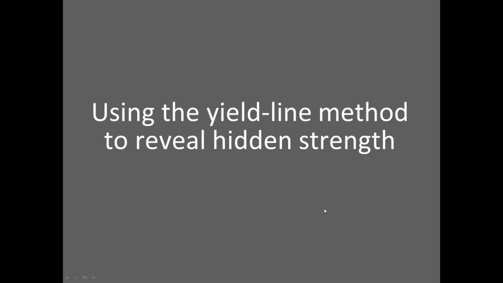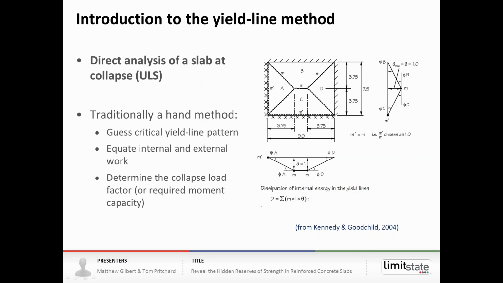Okay, so moving on to focus on the yield line method. Some of you will be familiar with the yield line method, some of you will probably be unfamiliar with it. Basically it's a direct means of analysing a reinforced concrete slab at the point of collapse. Traditionally it's been a hand method. I think you can trace the yield line concept back to the 1920s.